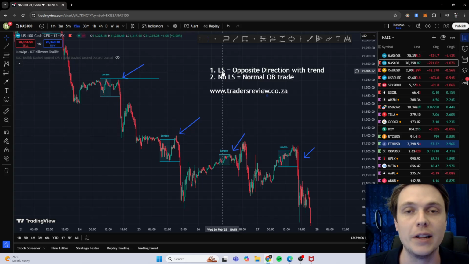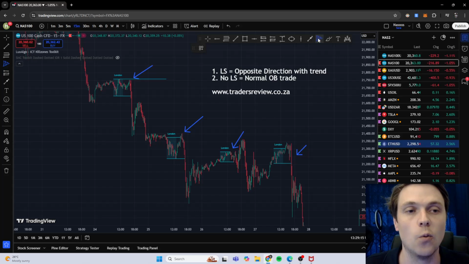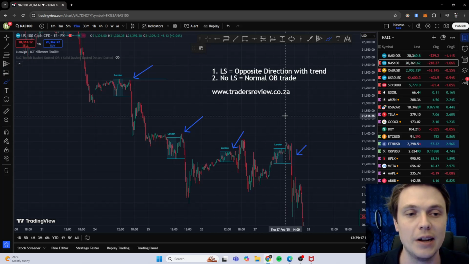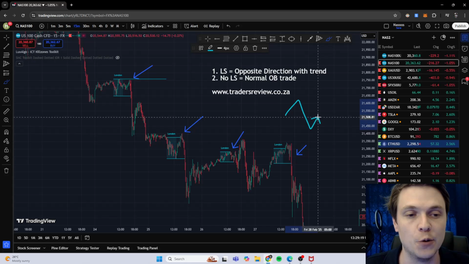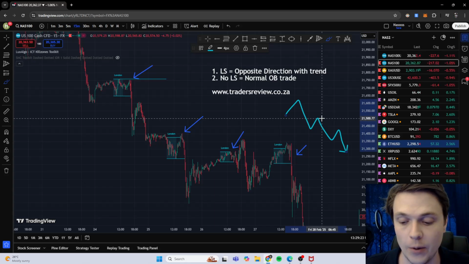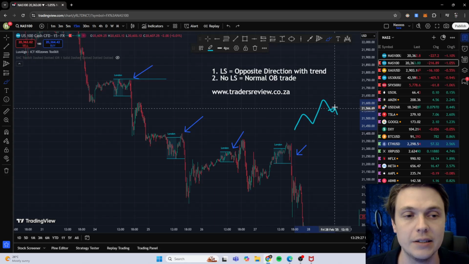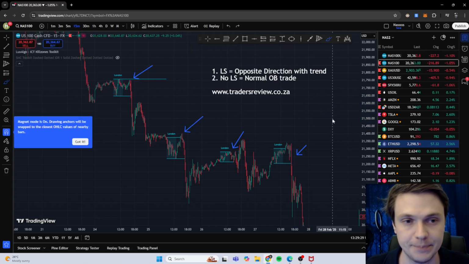So if there's a liquidity sweep, we are actually going to look for the opposite direction trade. This is obviously with the trend. So what I mean with the trend is when NASDAQ is in a bearish trend, doing this type of movement, making lower lows, we are going to look for sells. When it does the opposite movement like this, making higher highs, we are going to look for buys.